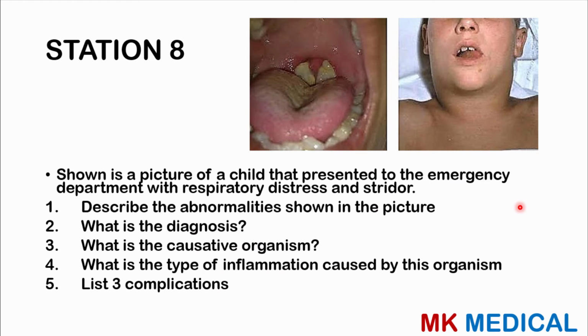Station 8. Shown is a picture of a child that presented to the emergency department with respiratory distress and stridor. Describe the abnormalities shown in the picture. What is the diagnosis? What is the causative organism? What is the type of inflammation caused by this organism? List 3 complications. Again, take your time, pause the video. You can scream at your screen right now.